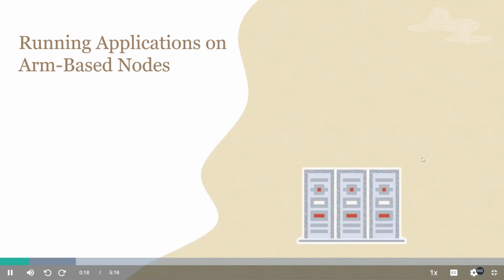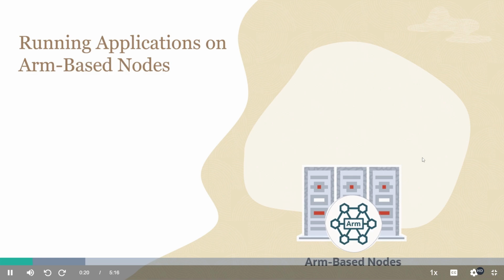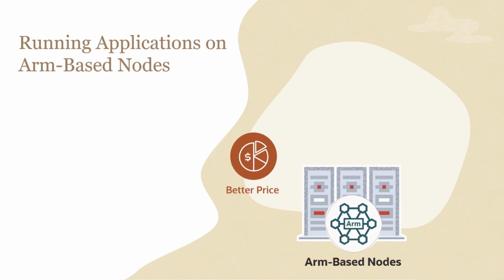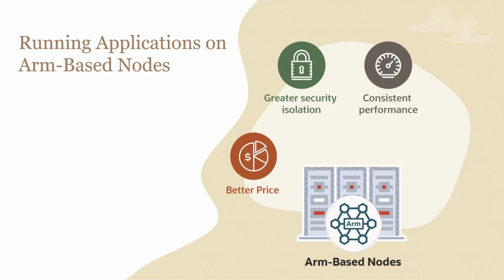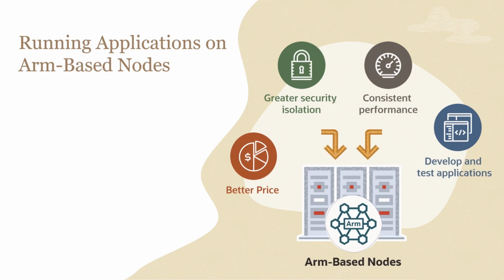Compared to other shapes, ARM-based shapes provide better price performance and greater security isolation. Here, each core operates as a single threaded entity, improving the security of your applications and data, thus resulting in more consistent performance. Typically, developers use ARM-based worker nodes in Kubernetes clusters to develop and test applications.